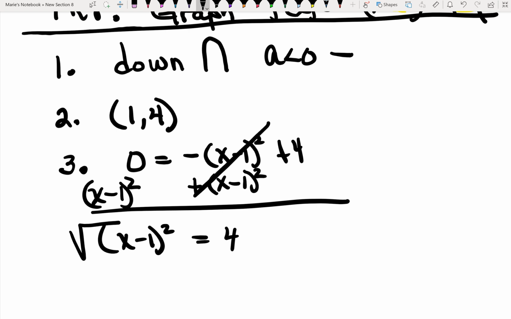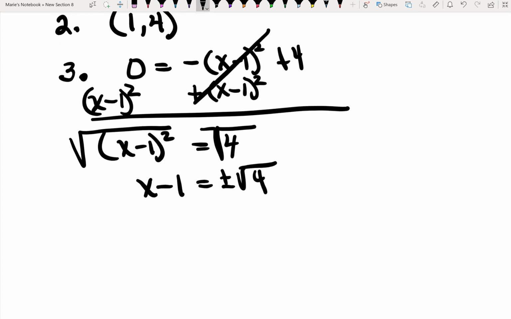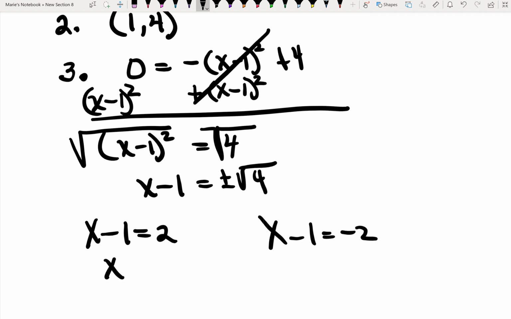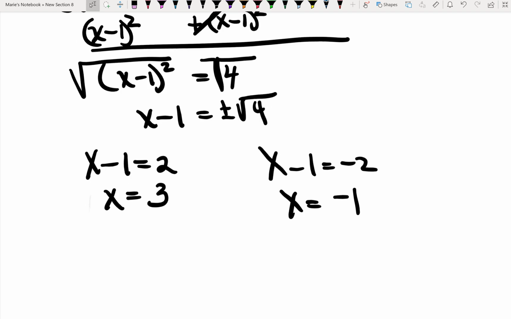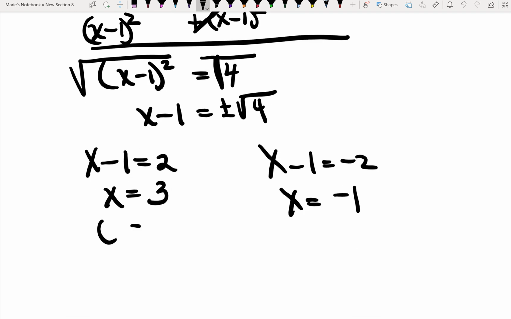Again, if I take the square root of both sides, I end up with x minus 1 is equal to plus or minus the square root of 4. All right, and so in doing so, I end up with x minus 1 is equal to 2, and x minus 1 is equal to negative 2, which means that either x is equal to 3 or x is equal to, if I add the 1, negative 1. So that means that I have an x-intercept at (3, 0), and the other x-intercept is at (negative 1, 0).